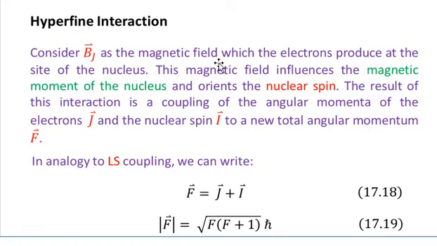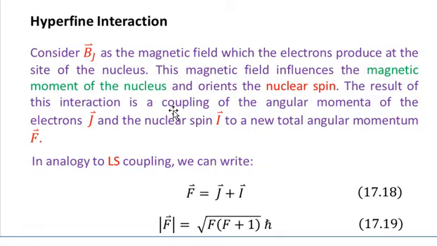Consider Bj as the magnetic field which the electron shells produce at the site of the nucleus. The magnetic field influences the magnetic moment of the nucleus and orients the nuclear spin. So you see that Bj can have two purposes. That is, it can influence the magnetic moment of the nucleus and orient the nuclear spin. You know that we denote the nuclear spin by the capital letter I, and the nuclear magnetic moment is denoted by the symbol mu I.